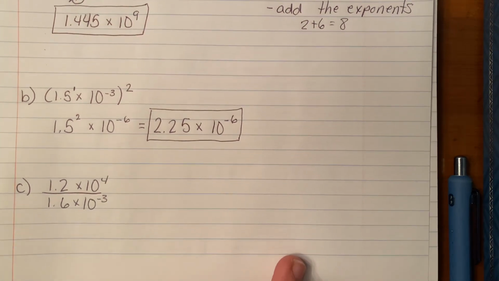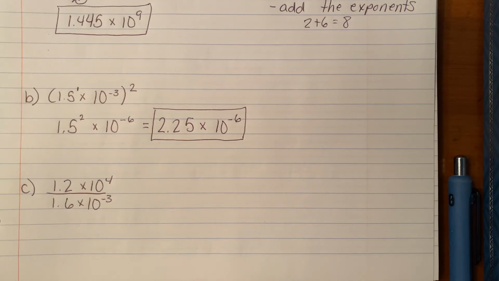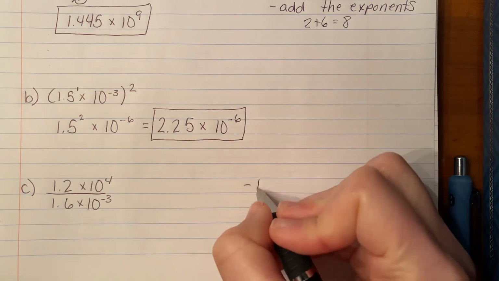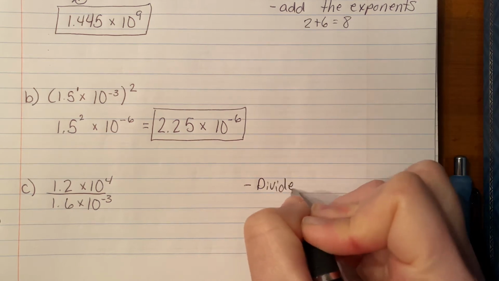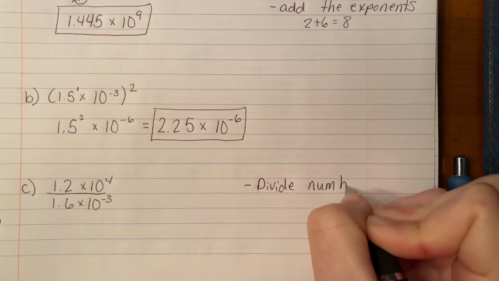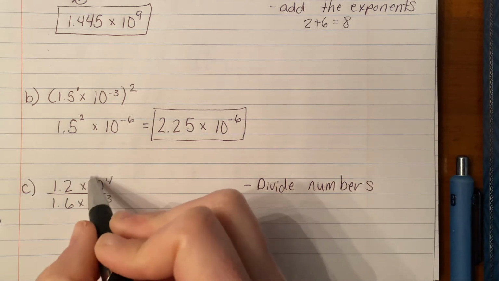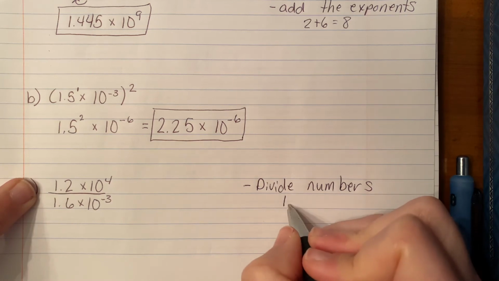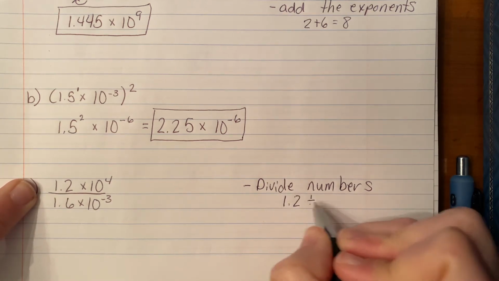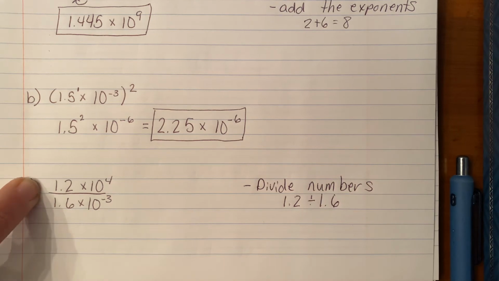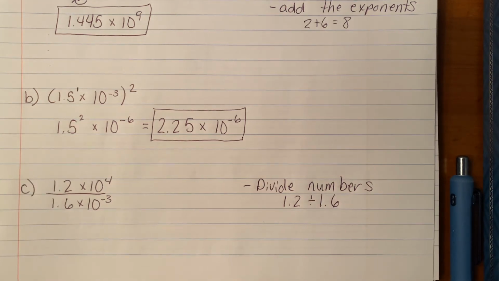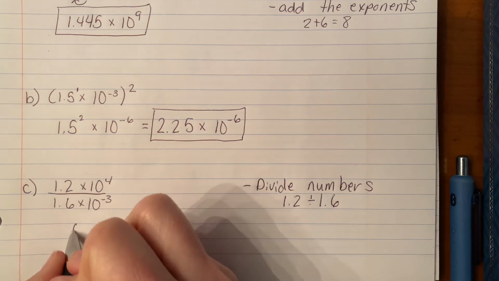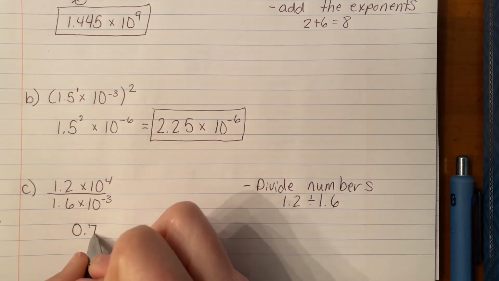Okay, so I know whenever we did division, that's when it got really tough and we had to deal with negative numbers also. So this is what we have to remember. You still divide your numbers. So I'm going to hang on to this and just leave it right there for a second. I'm going to divide 1.2 divided by 1.6. Okay, that'll give us 0.75.